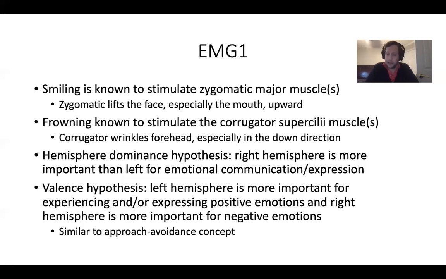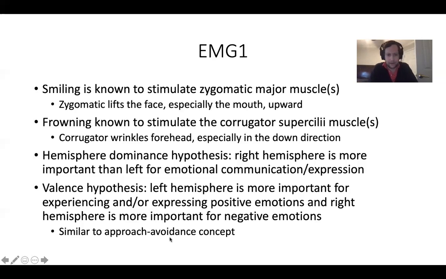The valence hypothesis, on the other hand, makes very clearly different predictions. It says very different things about the nature of emotion. The valence hypothesis says that the left hemisphere is more important for positive emotions. Sometimes these emotions, by the way, are categorized as approach emotions.